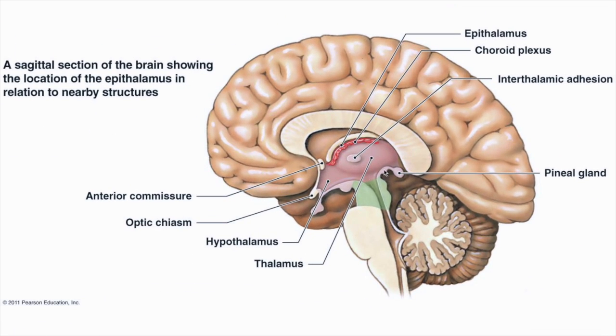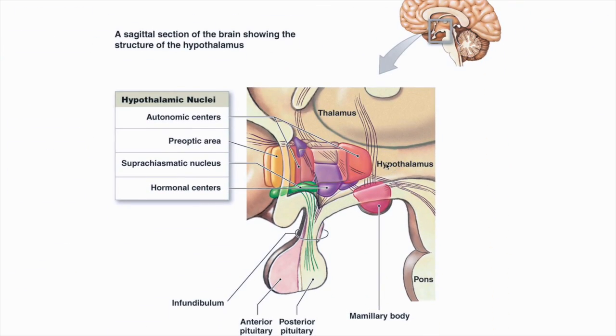Then we're going to talk about the thalamus next, which is in this area, kind of in the middle. The thalamus is a relay station for sensory information. And behind the thalamus we have the pineal gland, which secretes the hormone melatonin, which is important for regulating day and night cycles.